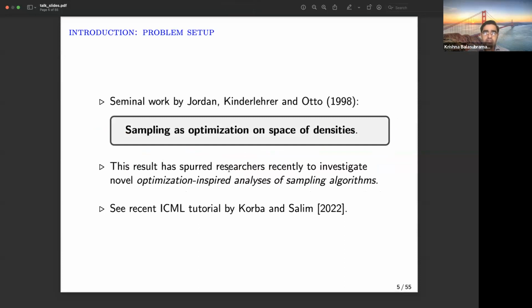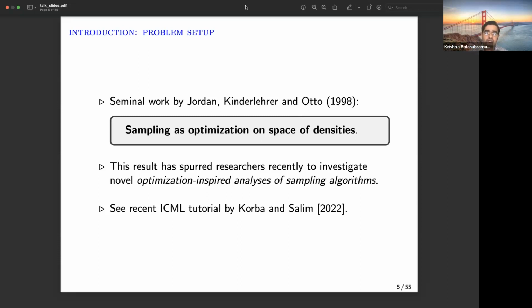And the viewpoint that will be taken in this line of work is based on the seminal paper by Jordan, Kinderlehrer, and Otto, which proposes to view the sampling problem as essentially optimization on the space of densities, right? We have classical optimization problems. If you're a frequentist statistician, you basically have maximum likelihood, so you are maximizing or minimizing something, which is an optimization problem. Except that there you typically have a parametric model, and the parameter is a d-dimensional vector. So the MLE, for example, would be an optimization problem on Euclidean space, with respect to the Euclidean geometry.